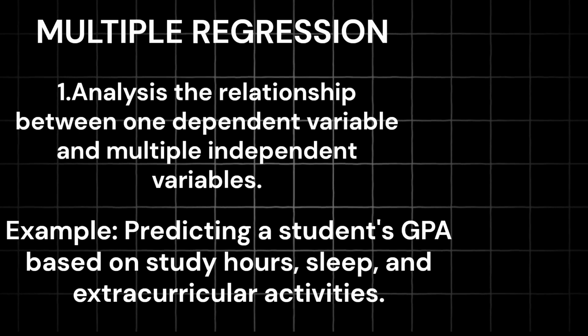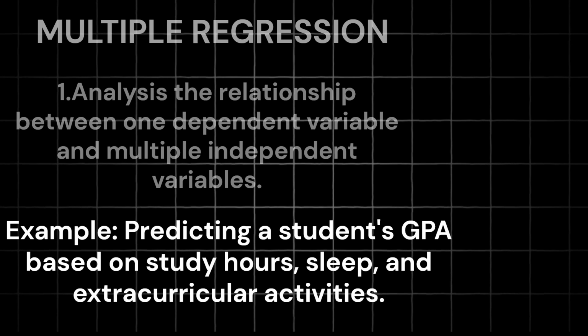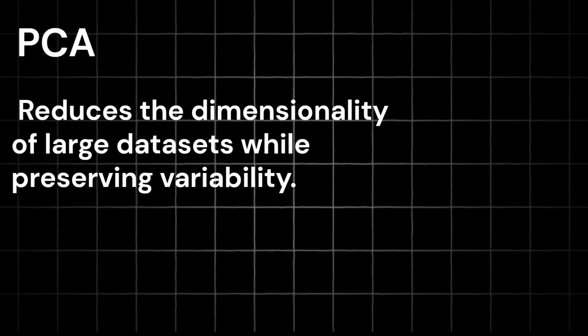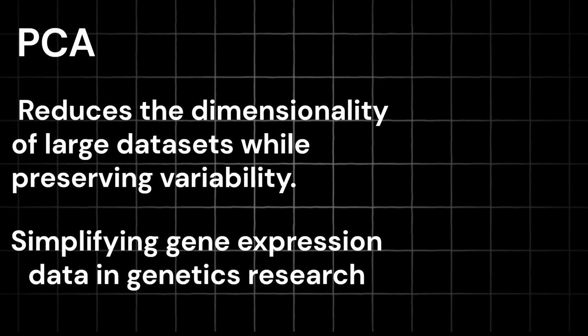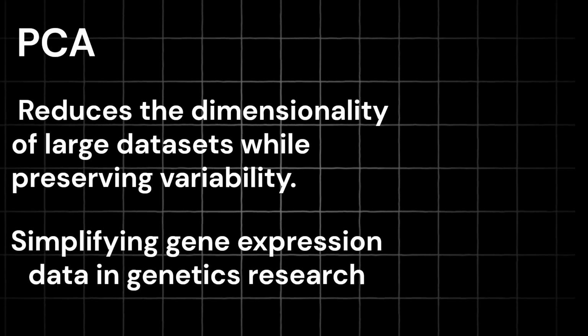For example, predicting a student's GPA based on their study hours, sleep, and class attendance. Second, principal component analysis (PCA). PCA reduces the dimensionality of data while retaining most variability, making it easier to visualize complex data sets. For instance, in genetics, PCA might be used to simplify analysis of thousands of gene expressions to identify key factors.